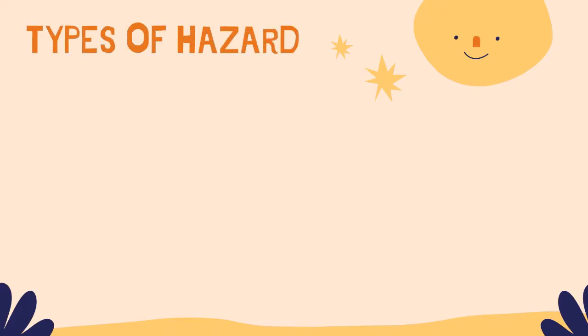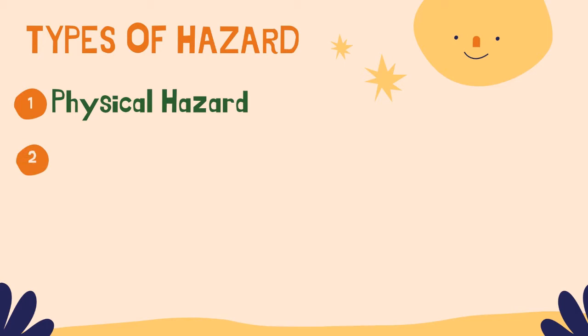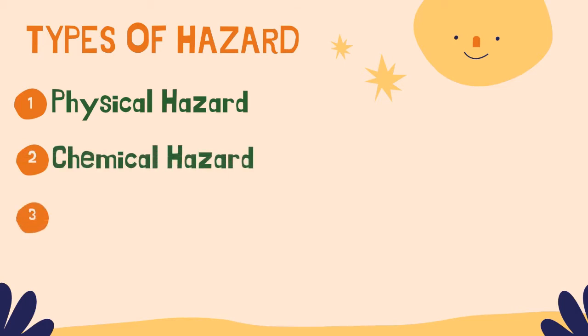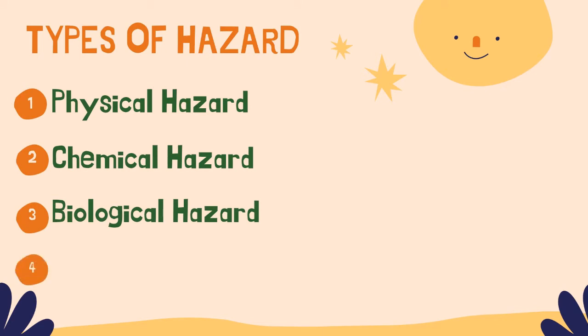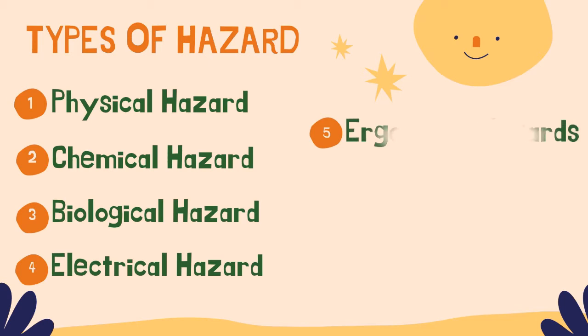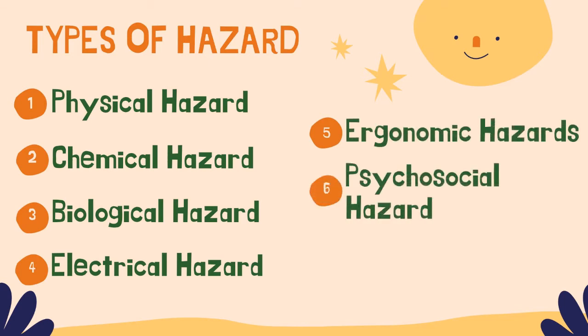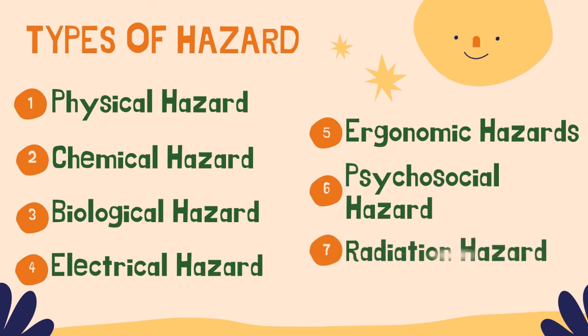We have different types of hazard. Number 1, we have the physical hazard. Number 2, the chemical hazard. Number 3, the biological hazard. Number 4, the electrical hazard. Number 5, the ergonomic hazard. Number 6, the psychosocial hazard. And the last is the radiation hazard.